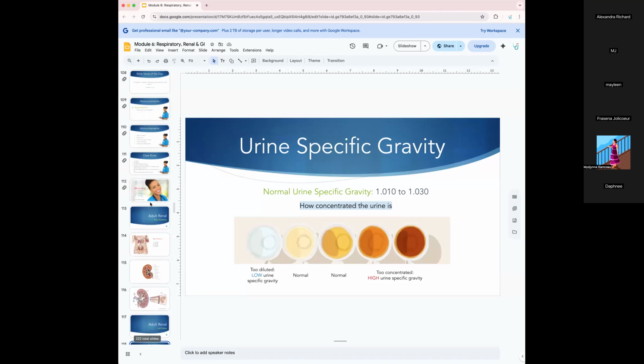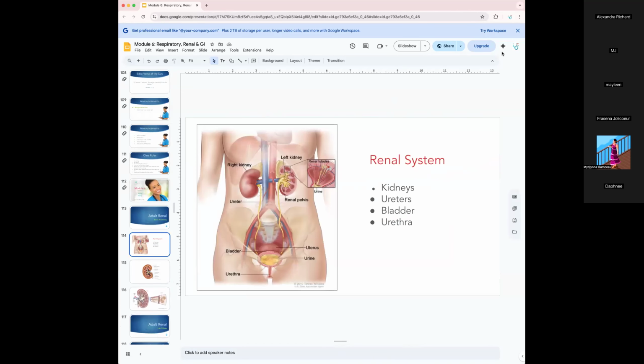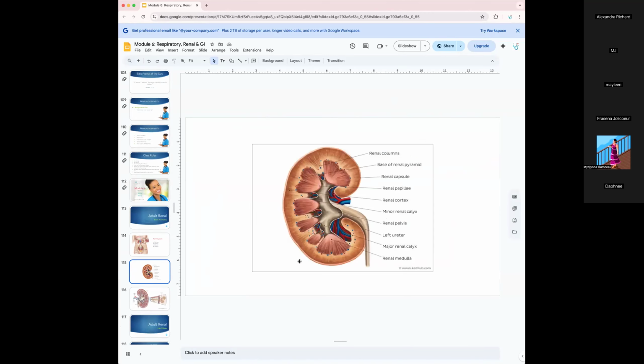Some other pictures I want to show you, a picture of the renal system. So the renal system is comprised of two kidneys and the ureters. The ureters take the urine from the kidney and bring it to the bladder. And from the bladder, the urine will drain from the urethra. Okay. Here is a close-up of the kidneys.